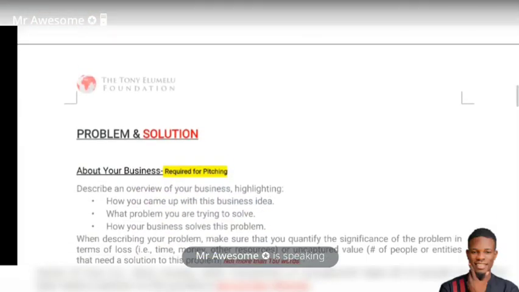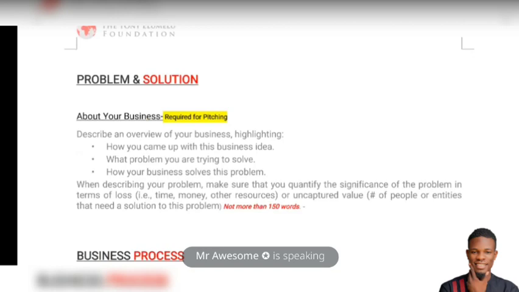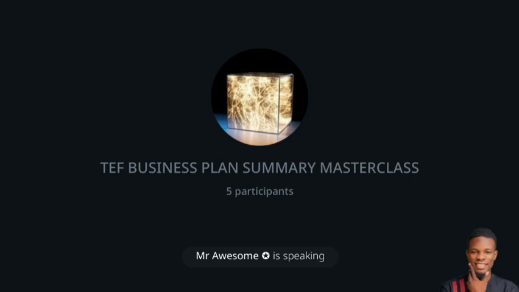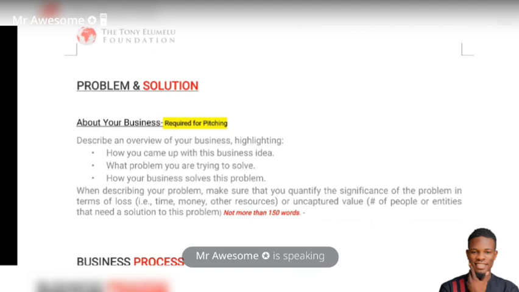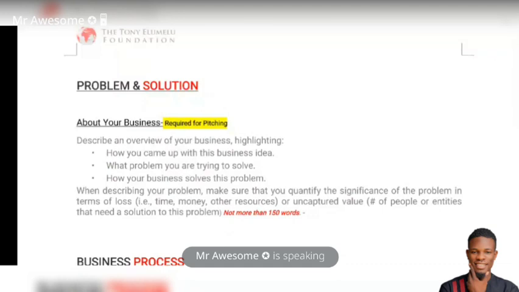Let's jump fully into what the business plan summary is all about. The first section we have here is the problem and solution. Right here, they need you to explain what your business is. Let's read out the instruction first before I start explaining. They said about your business, describe an overview of your business, highlighting one, how you came up with the business idea, what problem you're trying to solve, how your business solves the problem. They said when describing your problem, make sure that you quantify the significance of the problem in terms of loss, money, other resources, or captured value. Now, let me explain what this means. And they want you to do this in not more than 150 words.